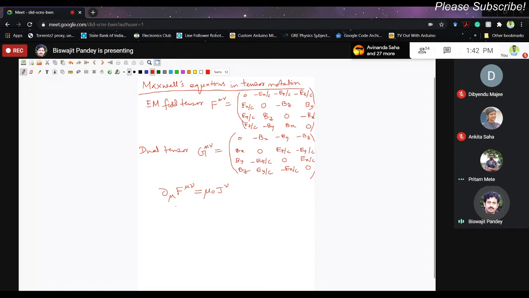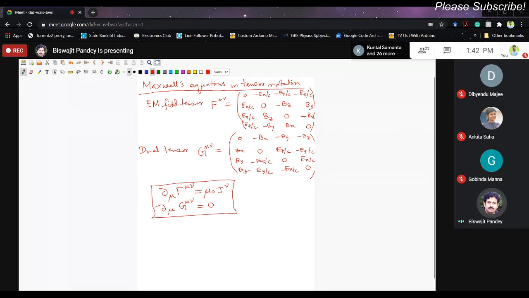And the second equation that you have to use is del mu G mu nu equal to 0. So these are the two equations which describe the 4 Maxwell's equations in tensor notation.